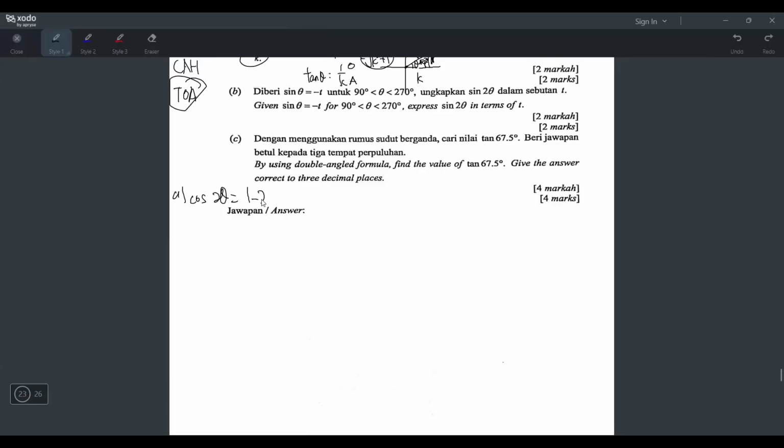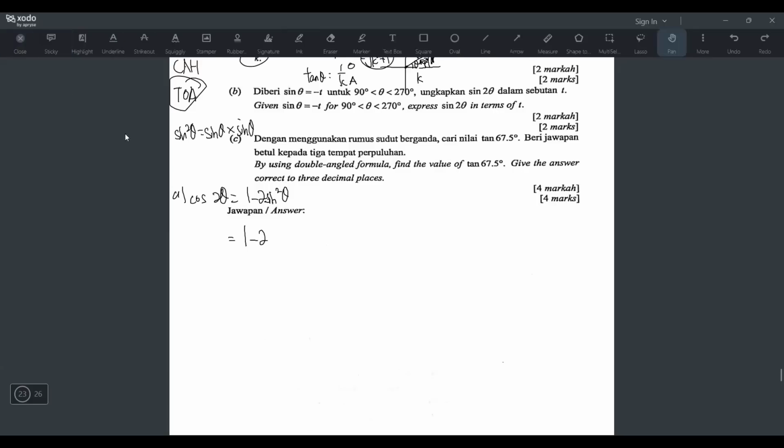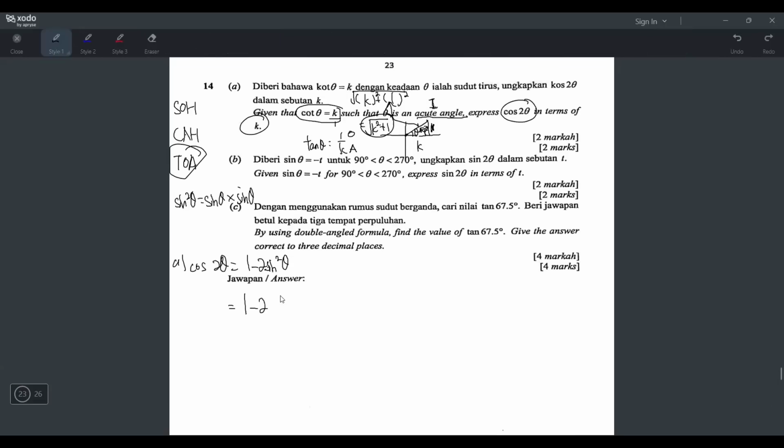What's the meaning of sine square theta? Sine square theta means sine theta times sine theta. So make sure you know this. Sine square theta is actually sine theta multiplied with sine theta. So what you can do now is refer to your drawing, get the value for sine theta, and then times itself, which means you square it. Remember, when you take sine theta times sine theta, you get sine square theta. But don't write the square like this, wrong. You write it here. That's the correct way to write it.